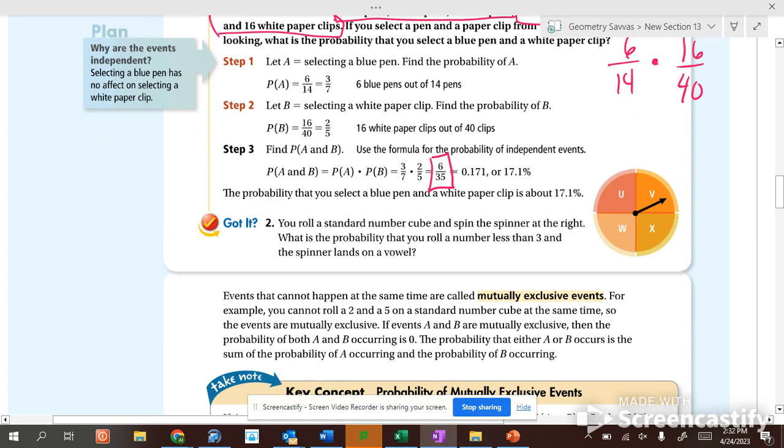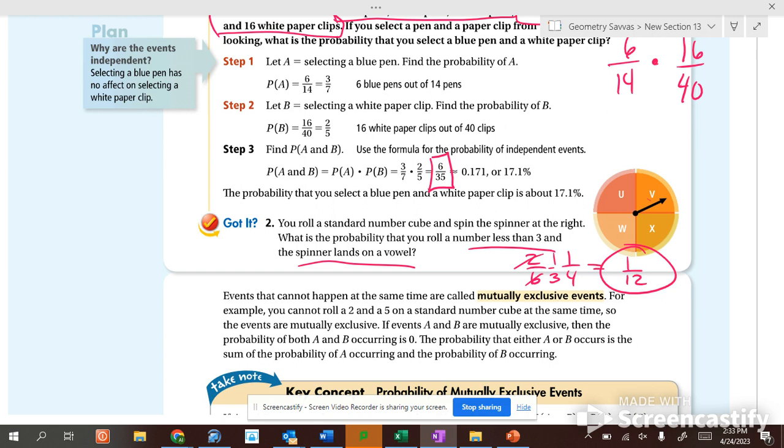So if you roll a standard number cube, what's a standard number cube? A dice, a die, and there's only one. Okay? What's the probability of rolling a number less than 3? How many numbers are less than 3? So it's a 2 out of 6 chance of rolling a number less than 3. If you spin the spinner, what's the chance of landing it on a vowel? How many vowels do you see up there? 1 out of 4. So if we reduce our fractions, 2 out of 6 is 1 out of 3. So you take 1 out of 3 times 1 out of 4. You got a 1 out of 12 chance of rolling a number less than 3 and then getting a vowel on the spinner.